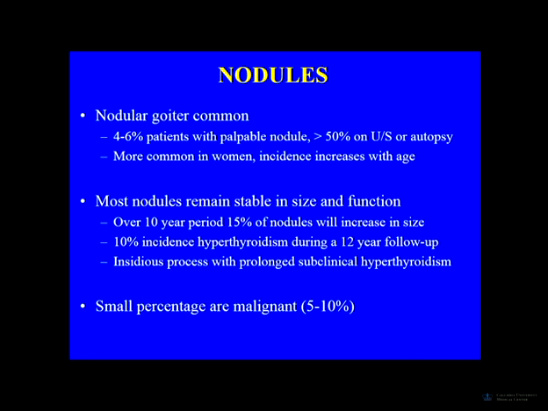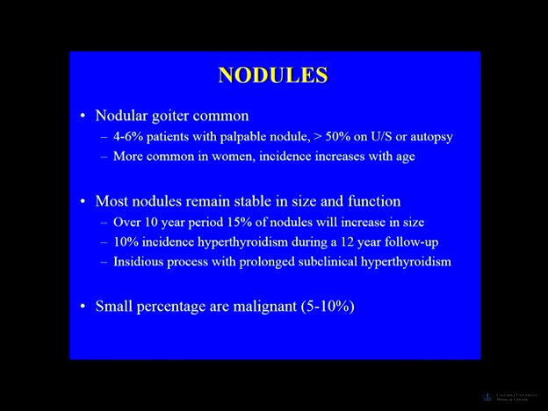Okay, lastly, the major classification of goiters we're going to review are nodules themselves. So nodular goiters are extremely common. This is actually probably slightly old data in all honesty, but some prior studies suggest that somewhere around 4 to 6% of patients have palpable nodules on exam. But we know that they're vastly more common than that based on ultrasound studies as well as autopsy studies. So it's estimated upwards of 50% or more of the population has some form of nodular goiter.